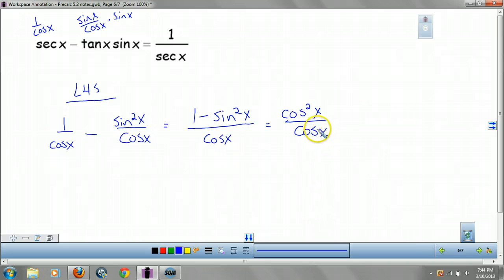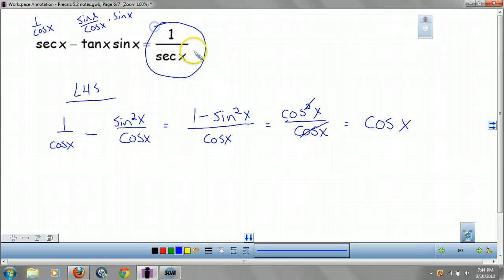Now, I need to get to secant, so I need to get rid of this squared. Can't I cancel a squared with the cosine? Well, yeah, I can, because my top is cosine times cosine. Bottom's just cosine of x. They cancel. So I get cosine of x. But I need to get to look like 1 over secant. 1 over secant would be 1 over cosine of x, right?